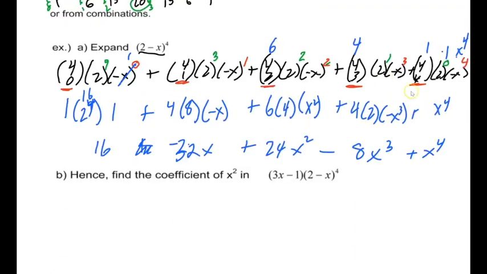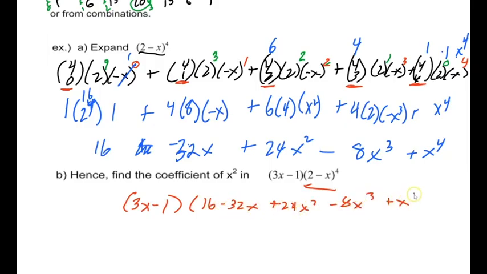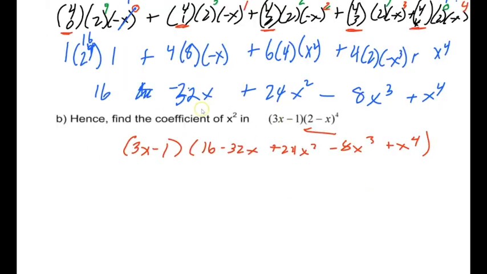So let's do this. Keep in mind, this we just found right there. So this is actually just the problem 3x minus 1 times 16 minus 32x plus 24x squared minus 8x cubed plus x to the 4th. Now here's a shortcut. You can multiply all that and figure out x squared, but it takes forever though. Let's do this instead. What happens when you distribute? You multiply negative 1 by all those.